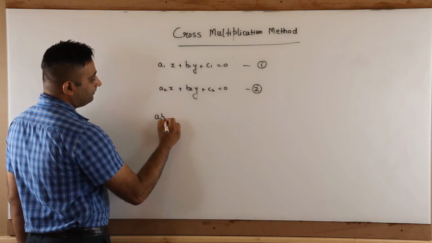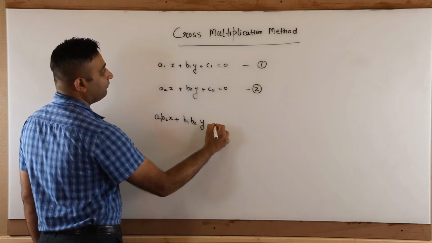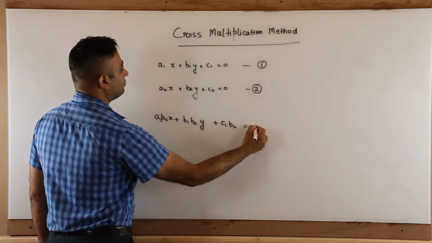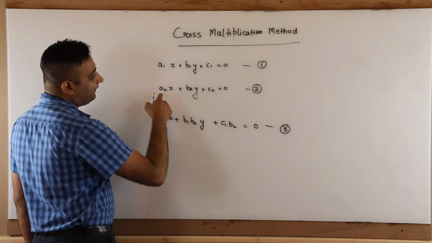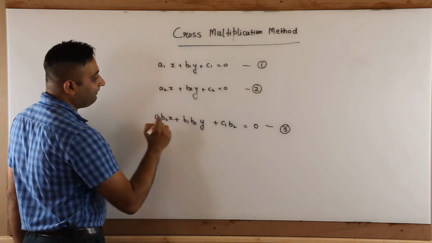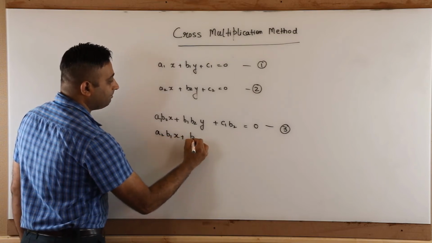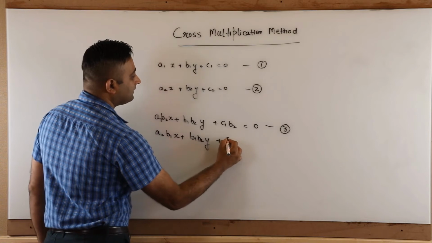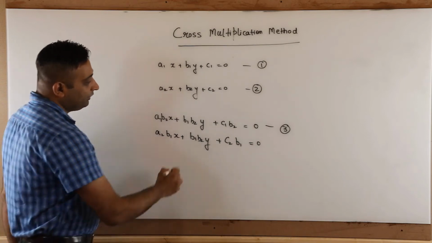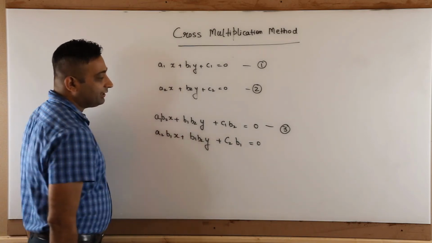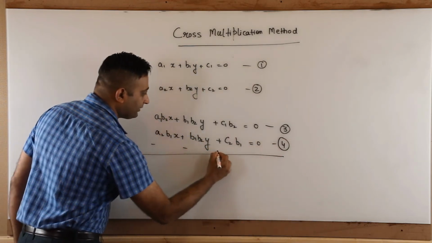A1 B2 x plus B1 B2 y plus C1 B2 equals 0. Let us name this equation number 3. Now we will multiply the second equation by B1. So we will get A2 B1 x plus B1 B2 y plus C2 B1 equals 0. You can see that now the coefficients of y in both the equations are the same. Now we will subtract these two equations.